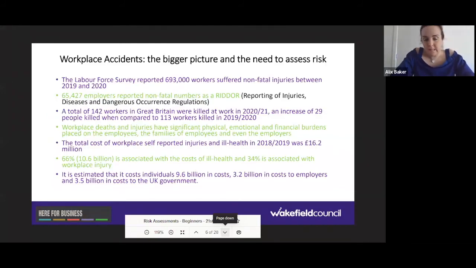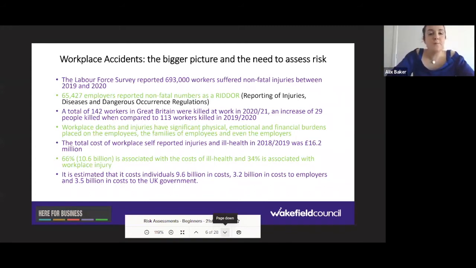So these are just some statistics that give us some real detailed information around why risk assessments are so relevant around workplaces. As we know, risk assessments are there to try and mitigate any accidents in the workplace. The Labour Force Survey reported that 693,000 workers suffered non-fatal injuries between 2019 and 2020. The Labour Force Survey is a study of the employment circumstances of the UK population.